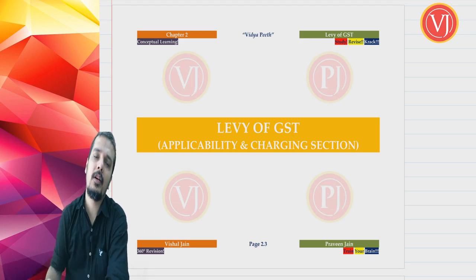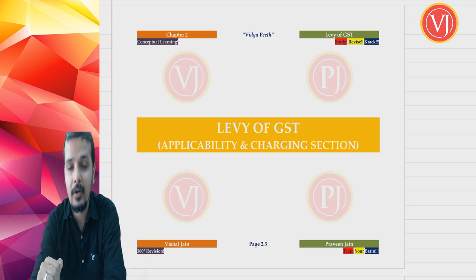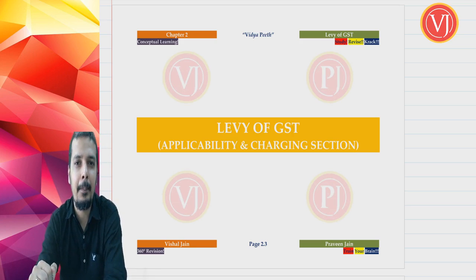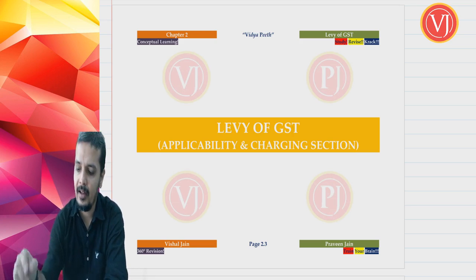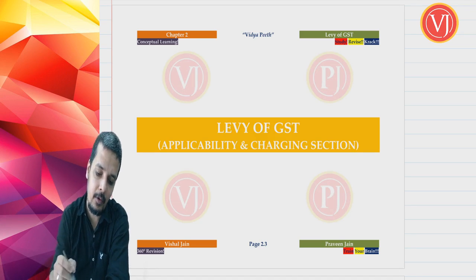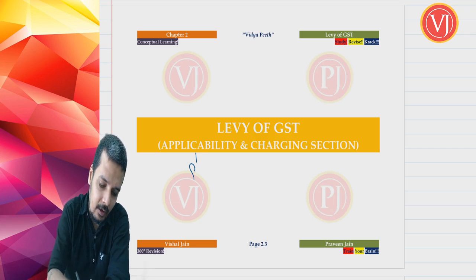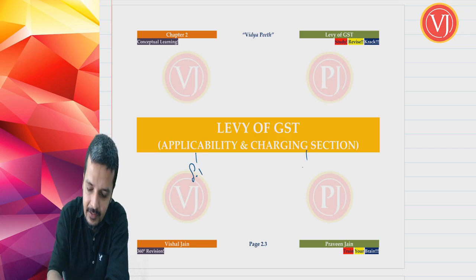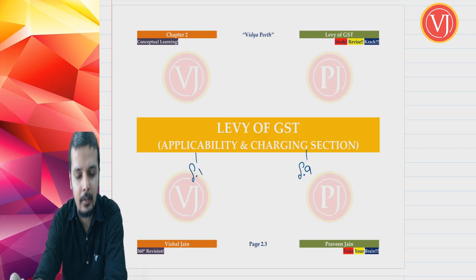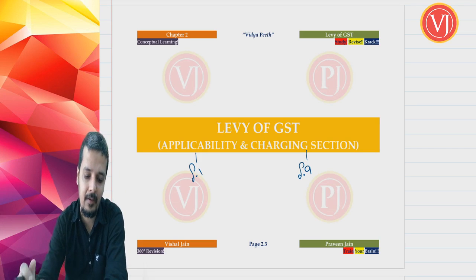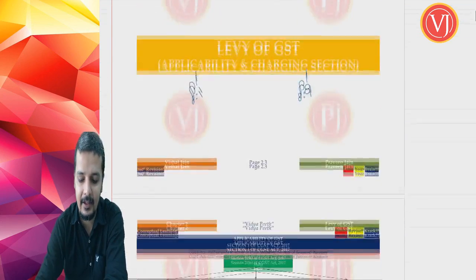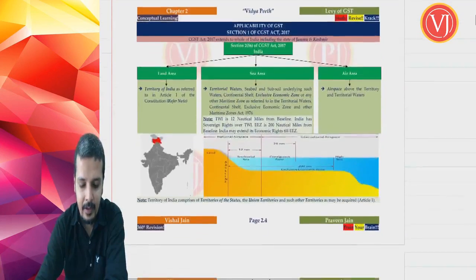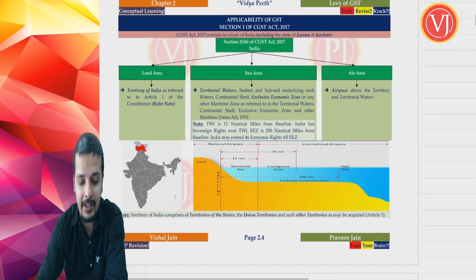Now talking about the first subtopic that we are going to discuss here. It talks about applicability and the charging section, which is section 9, which means that we are going to discuss section 1, which talks about applicability, and charging section 9. We are going to discuss these two provisions in the first subtopic, about applicability and the charging section. Now let us focus on applicability.